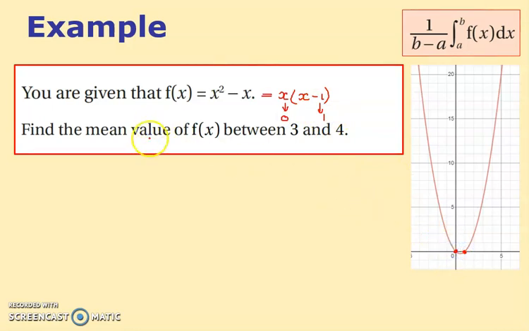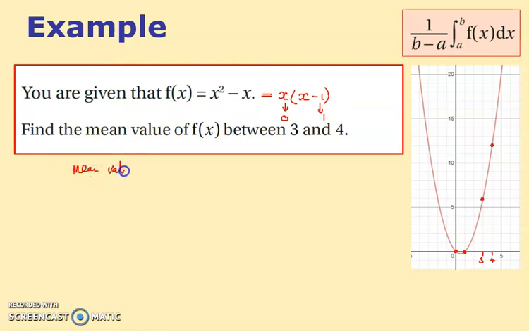But we actually want to find the mean value between 3 and 4. So 1, 2, there's 3, and there's 4. So just looking at it, 3 looks as if it crosses at 6, and 4 looks as if it goes up to about 12. So the answer must be somewhere in between there. Now, that looks quite a straight line, so I'm guessing it's about 9, but I don't think it'd be exactly 9.